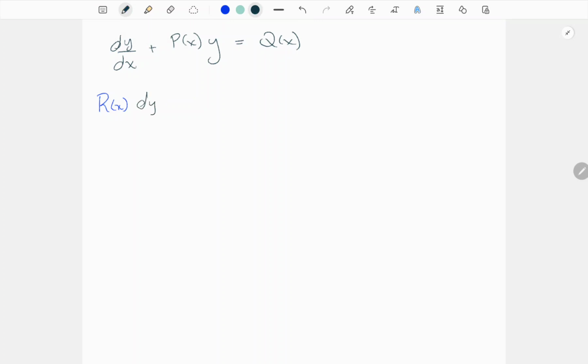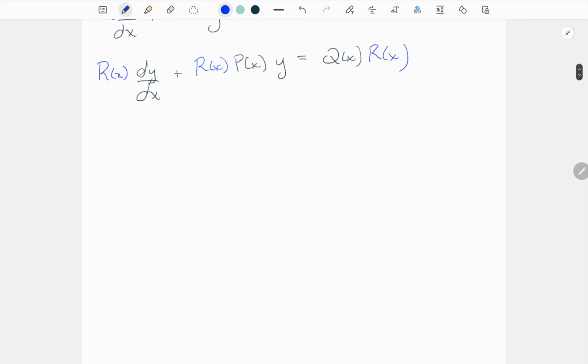So I'm going to keep my dy/dx. Now here I'm going back to blue. This is my r of x. I'm going to keep my p of x, y equals q of x times that r of x.